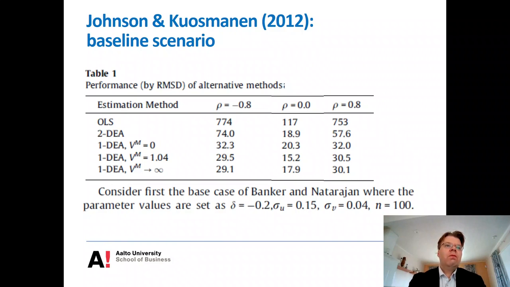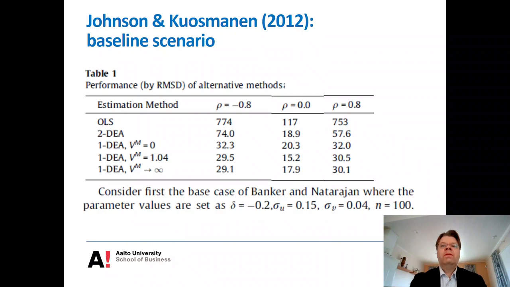Then we have three alternative specifications of the one-stage DEA that we proposed in this paper. So we consider this so-called deterministic setting where this capital VM is equal to zero. So we assume away noise completely. Then we have a certain bound for this. So 1.04 is the bound for this VM in the second case. And in the third case, we allow this parameter VM to go to infinity. In fact, that means that we just relax this constraint completely.